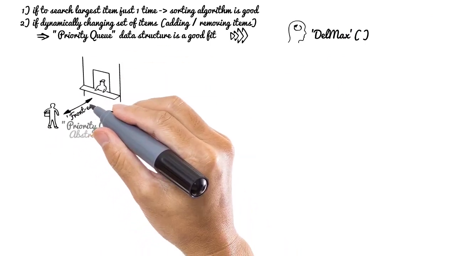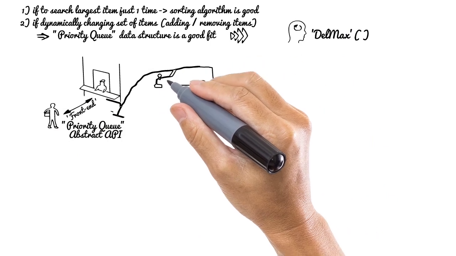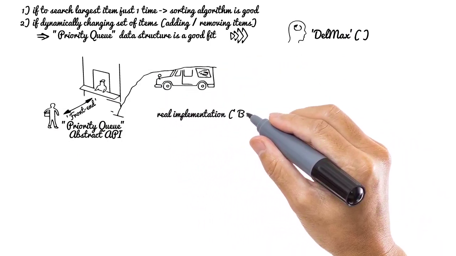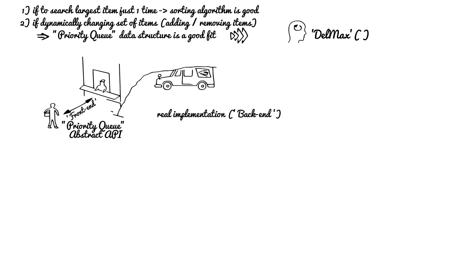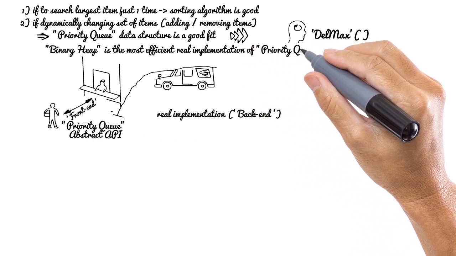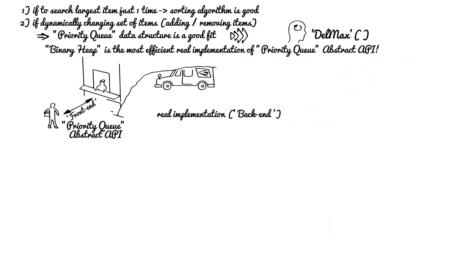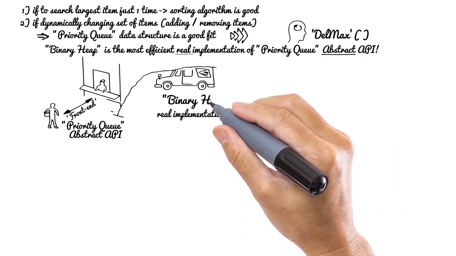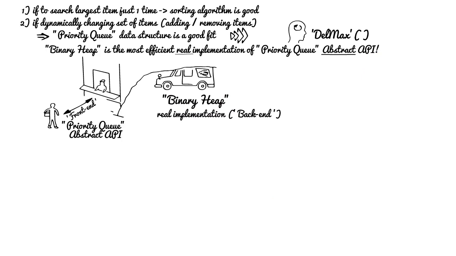When it comes to implementation, it turns out that we can use several possibilities for low-level design intent. For example, we can use an ordered set or an unordered set of values underneath. But let me save your time searching for the best algorithm. The binary heap data structure turned out to be one of the most efficient and simple real implementations of the priority queue abstract API. Let me briefly describe how it's designed and how it works.